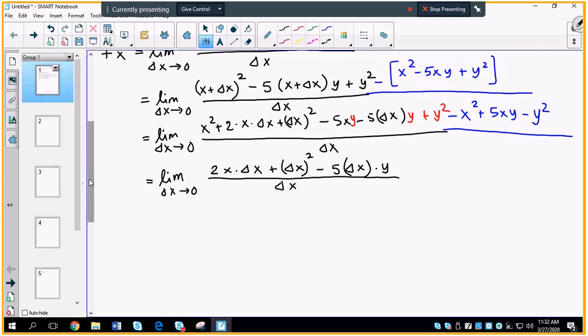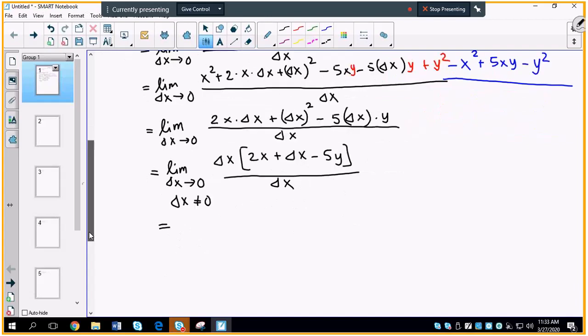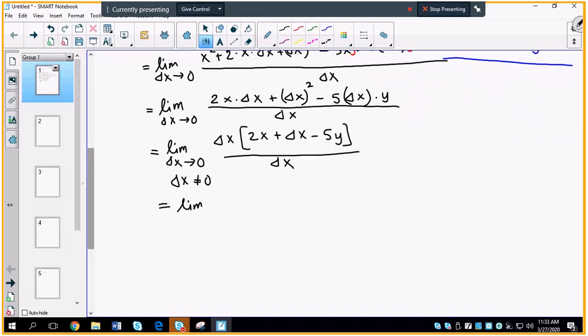Well, let's see what we can do with that. If you look at the numerator, there is at least one delta x that is common in all of them. So I'm going to say limit delta x goes to 0. Factor out that delta x, and you get 2x plus delta x minus 5y on the top, after I factored out the delta x, over delta x. Since delta x is going to 0, it is not equal to 0. Very important to understand. So I can divide it from the top and bottom, cancel it, and you get limit delta x going to 0, 2x plus delta x minus 5y.